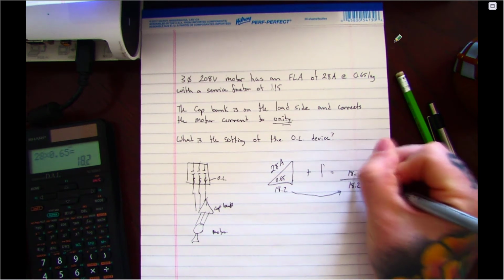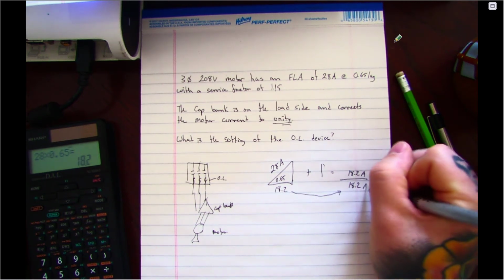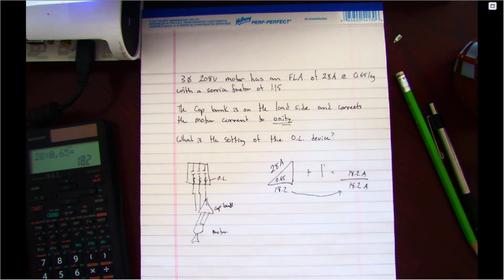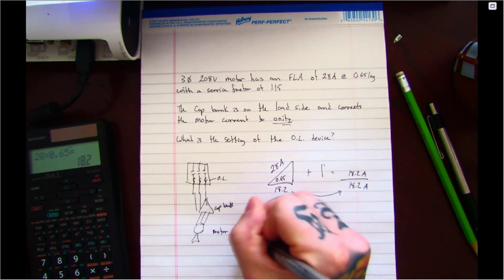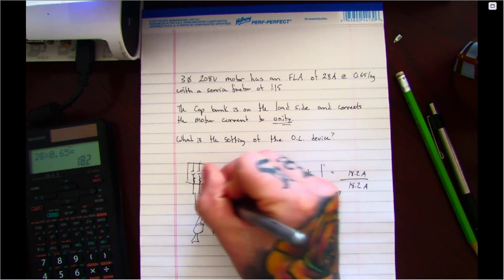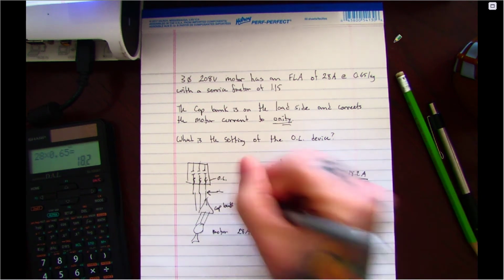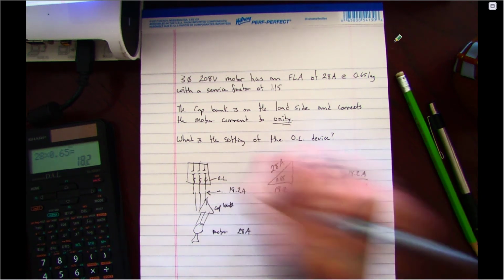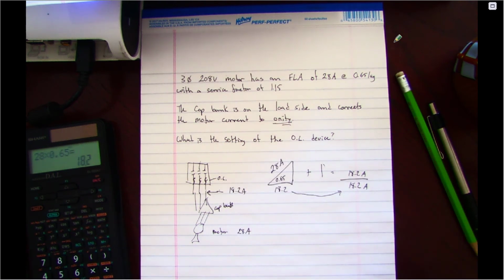So 18.2 would be my actual current that I could size my overloads from now. This would be the corrected current. So my motor had an FLA of 28 amps. After I correct, right at this point, I have 18.2 amps. So obviously a significant difference there.